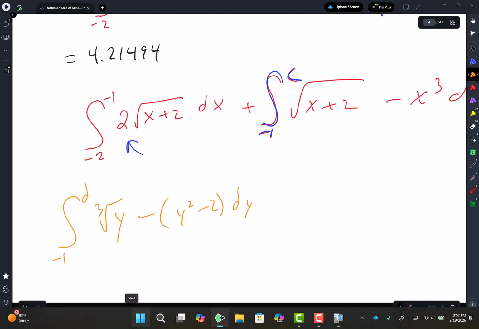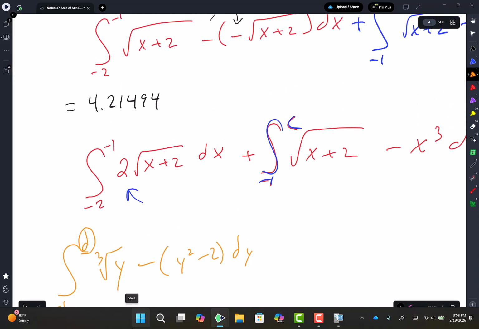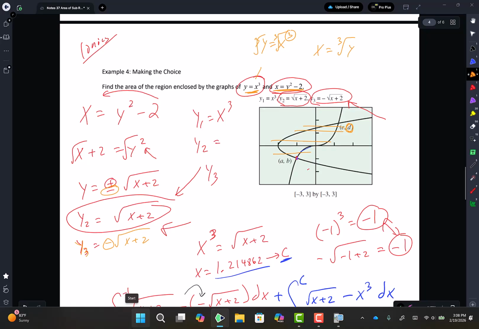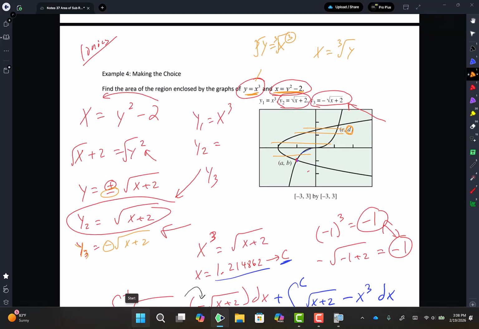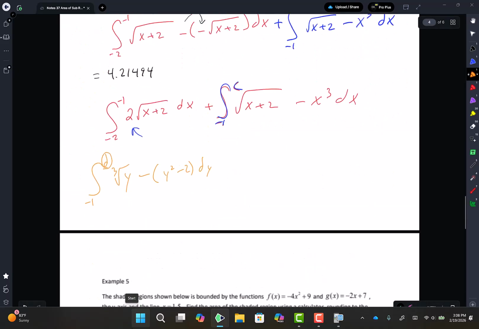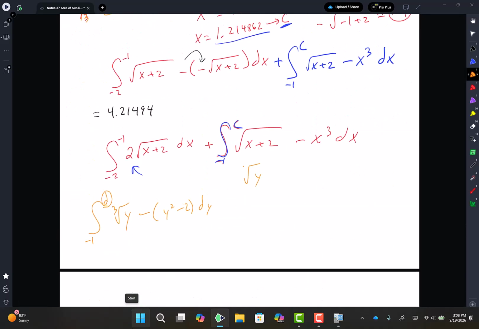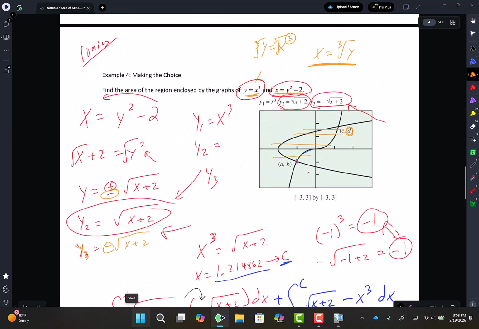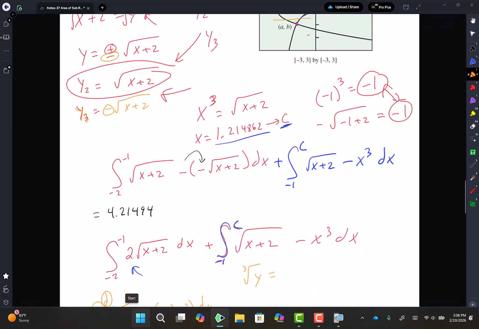Now I need to figure out what this is. I need to figure out what lowercase d is. So I come to the side and I'm just going to set it up. How do you set it up? Like this. See how it says x equals the cube root of y? You're just going to go cube root of y equals y squared minus 2.